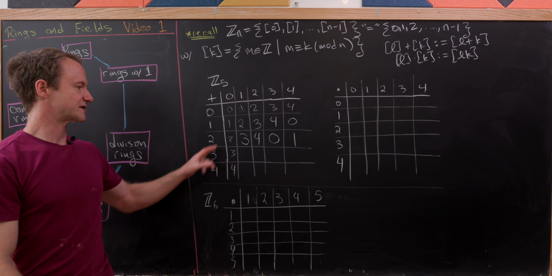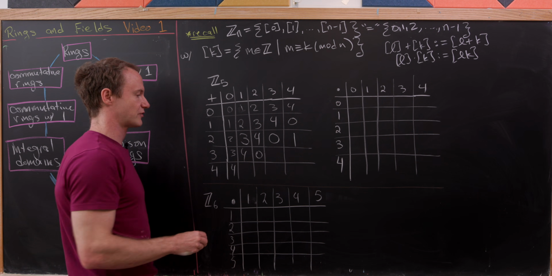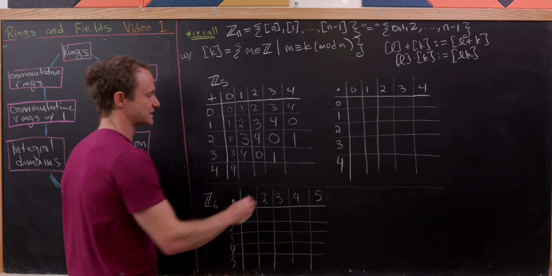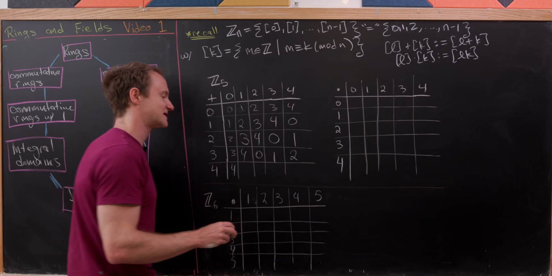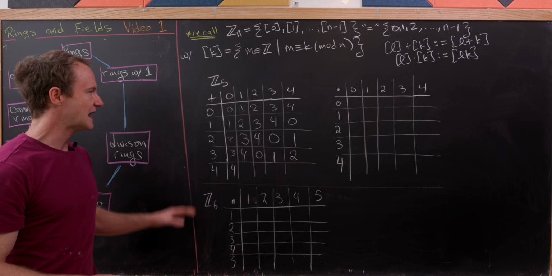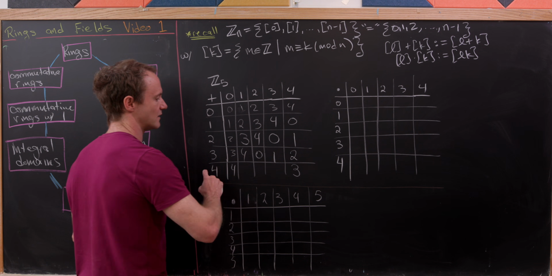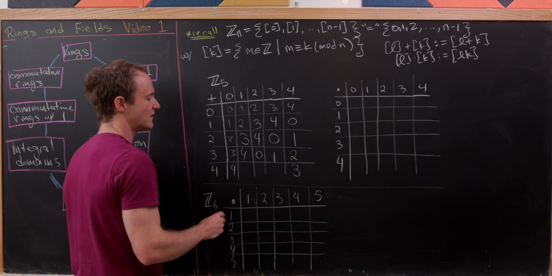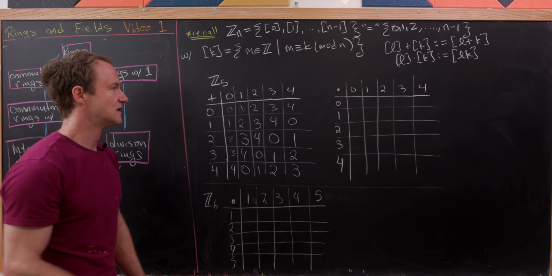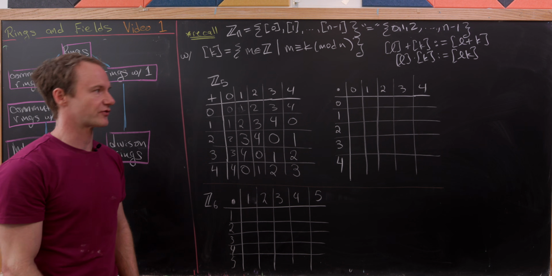Then let's do the 3. So 3 plus 1 is 4. 3 plus 2 is 0 again because it's 5. 3 plus 3 is 1 because it's 6. That's 1 more than 5. 3 plus 4 is 2 because it's 7, which is 2 more than 5. And now we can really just keep going, although it's not super interesting at this point. The only new entry is this 4 plus 4, I should say, and that's because we get 8, and 8 is 3 more than 5, so that's going to be 3.